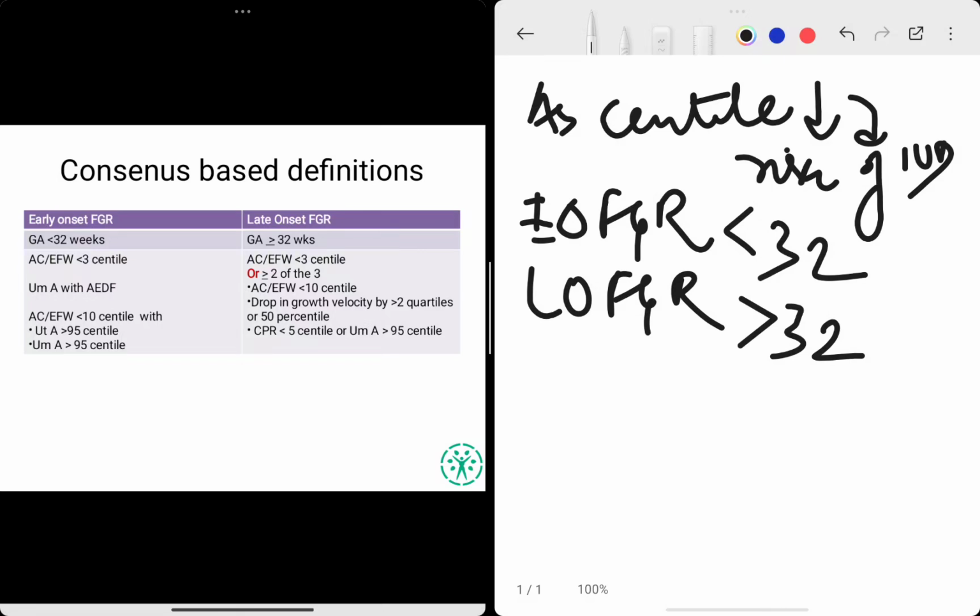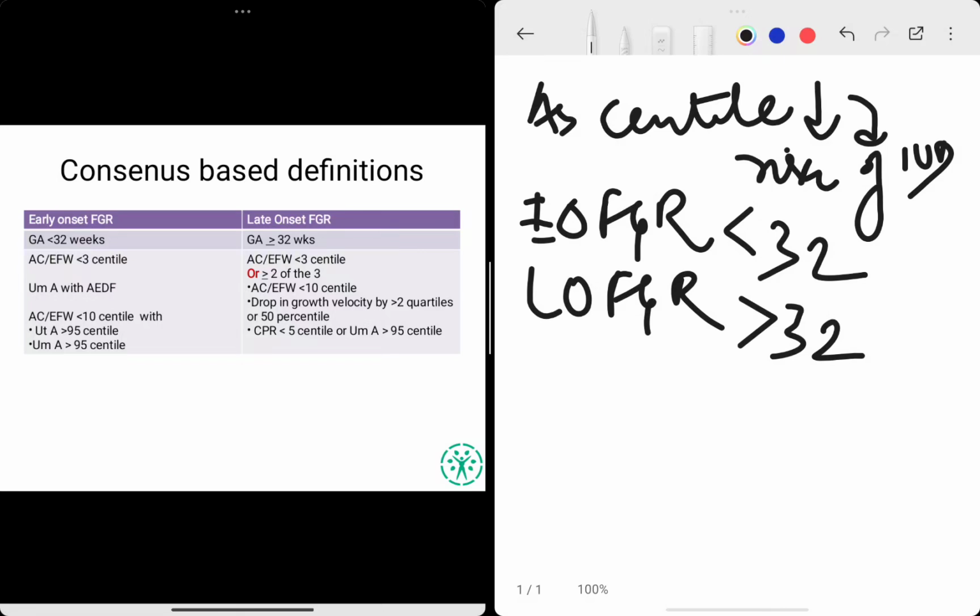And if the abdominal circumference or estimated fetal weight is less than 10th centile and the changes are seen both in the uterine and umbilical arteries, then this is early onset FGR. While in late onset FGR, abdominal circumference or estimated fetal weight is less than 10th centile, drop in the growth velocity by more than 2 quartiles or 50 percentile, and the CPR, that is cerebroplacental ratio, is less than 5th centile, or umbilical artery is more than 95th centile. So here either the estimated fetal weight is less than 3rd centile, or if the estimated fetal weight is more than 10th centile, then 2 out of 3 should be present.